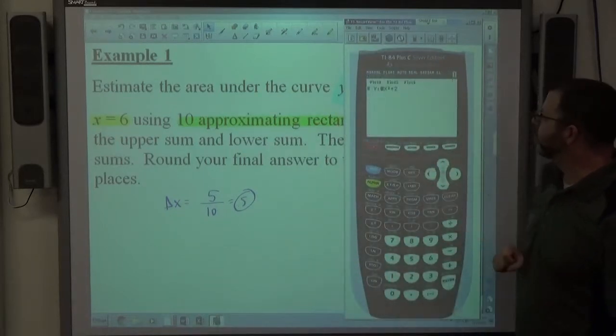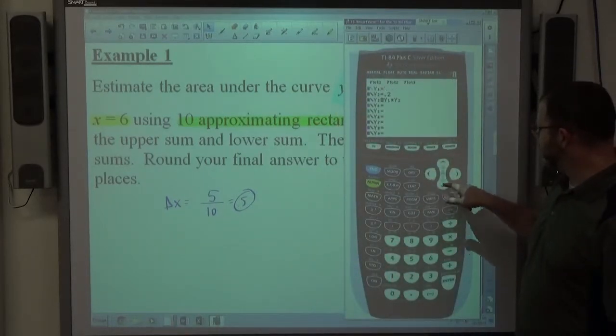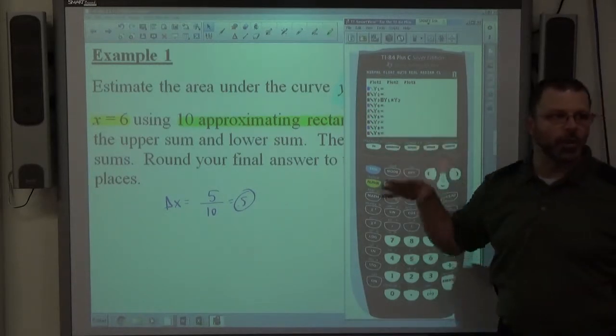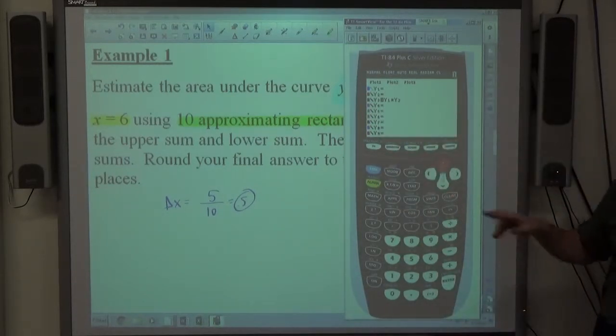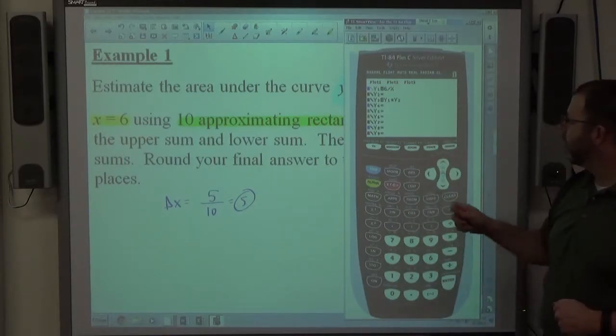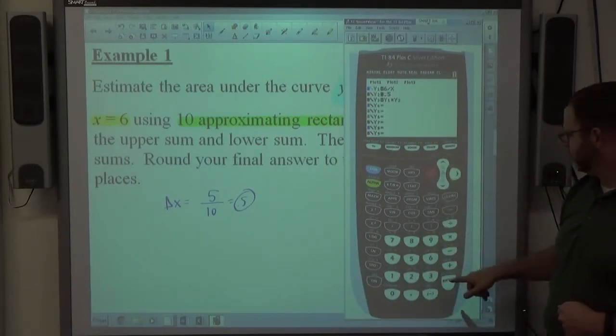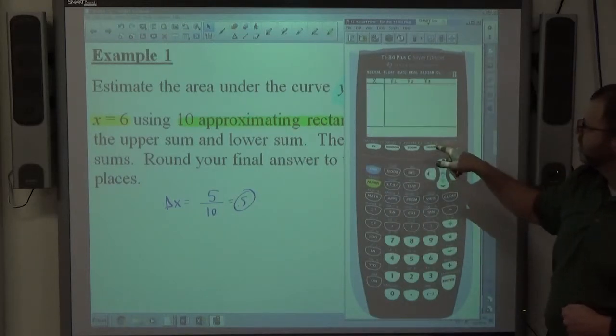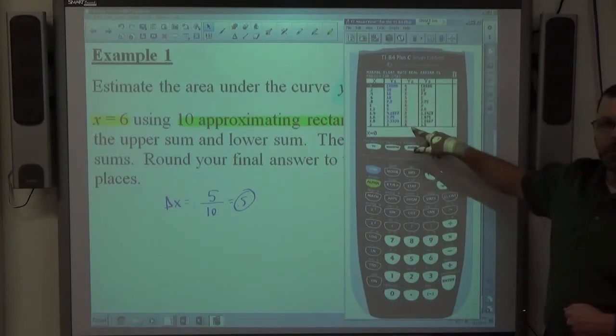I'm going to go to y equals. I'm going to clear this out. I'm going to leave that the same. So if you do a bunch of these problems, y1 times y2, that's what that one's going to be every time. y1 is the function, which was 6 divided by x. y2 is delta x, which is 0.5. And again, I'm going to turn that off. If you don't turn it off, here's what happens. It just puts a whole line of 0.5s there.